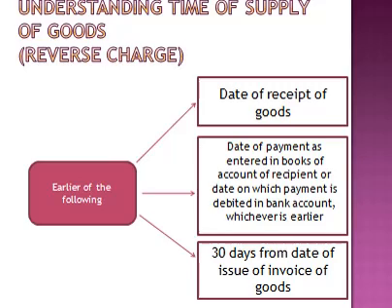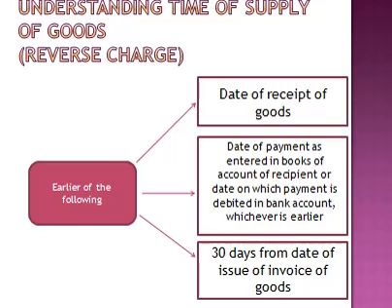So, the first limit is the date of receipt of goods from the recipient's point of view. The second limit is the date of payment as entered in the books of accounts of the recipient, or the date on which payment is debited from their bank account, whichever is earlier. This is the same formula which we used earlier in the forward charge. And the last limit is 30 days from the date of issue of invoice of goods.